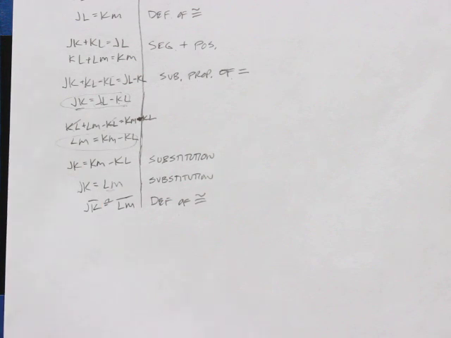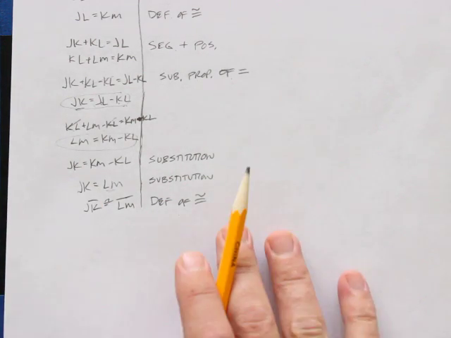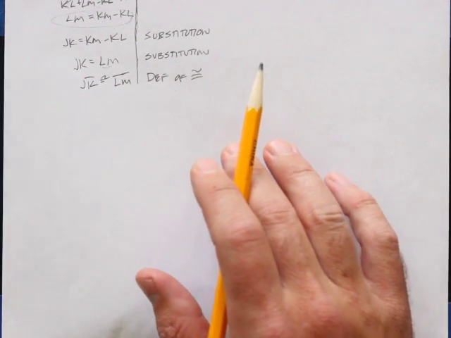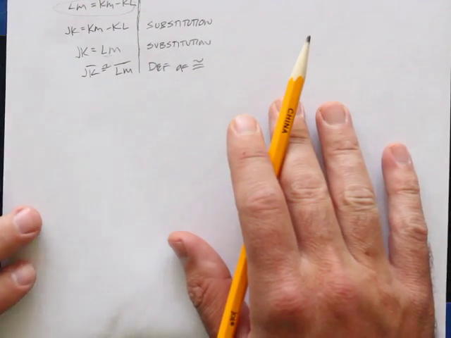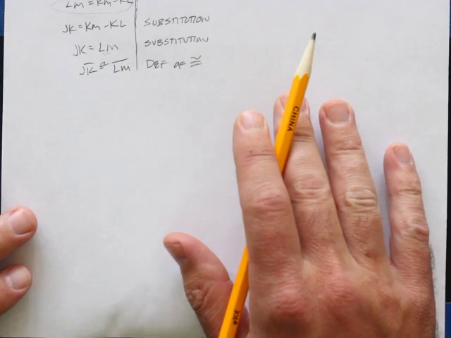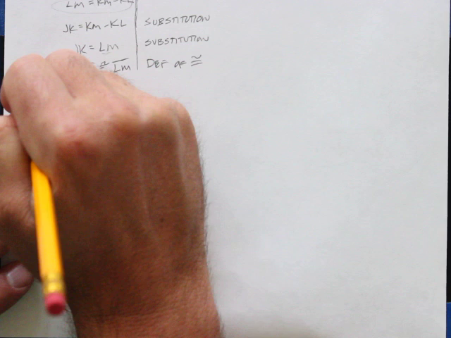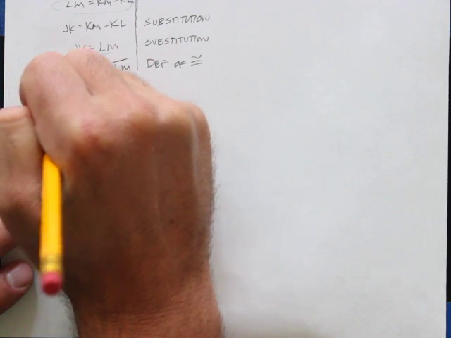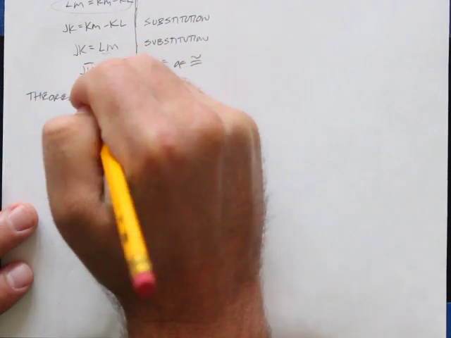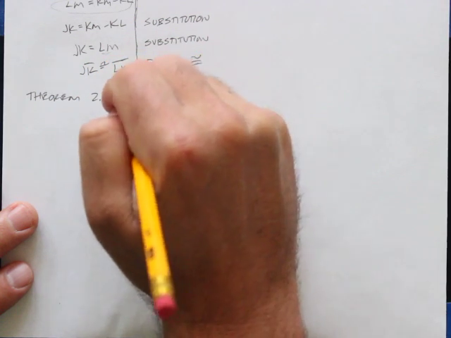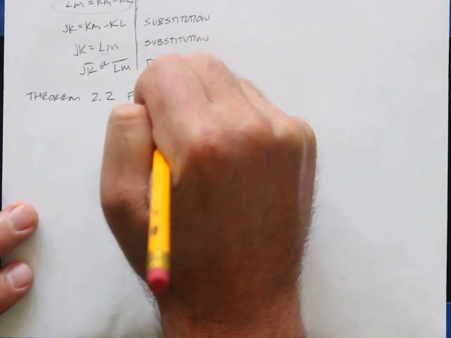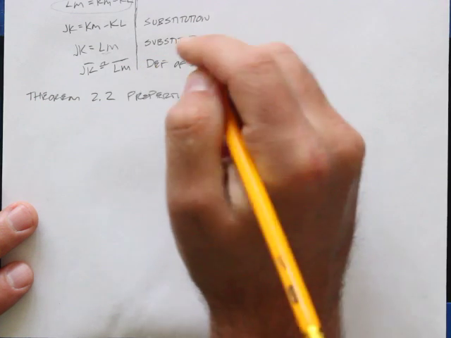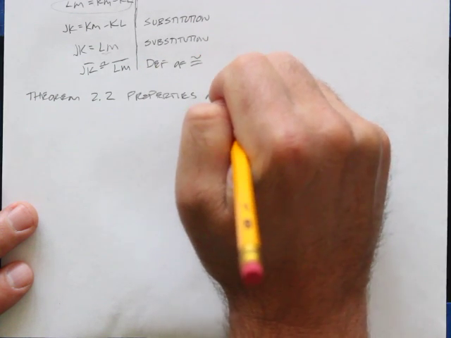All right, geometry 2-7, part 2, where we'll just keep moving on here. We're going to look at properties of segment congruence. So, theorem 2-2 in the book, properties of segment congruence.